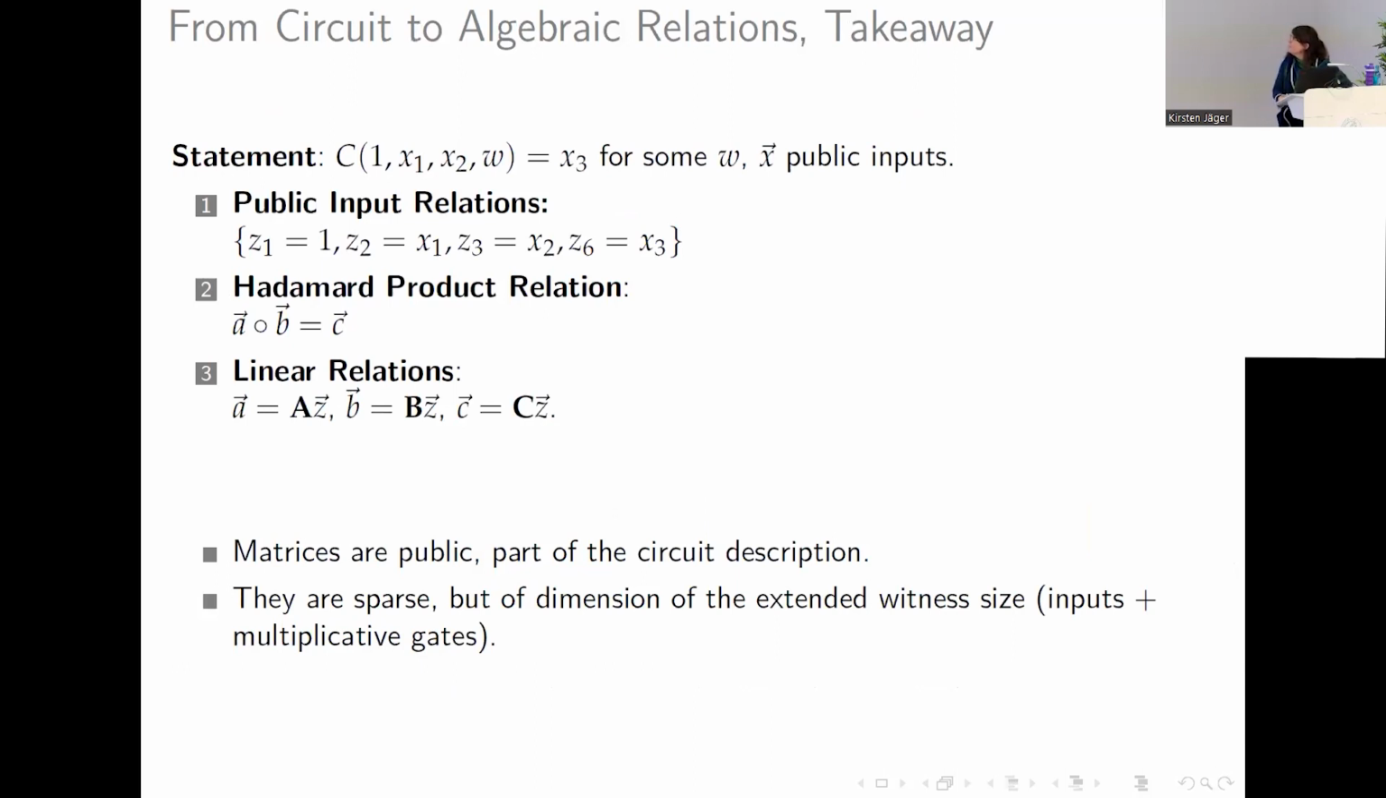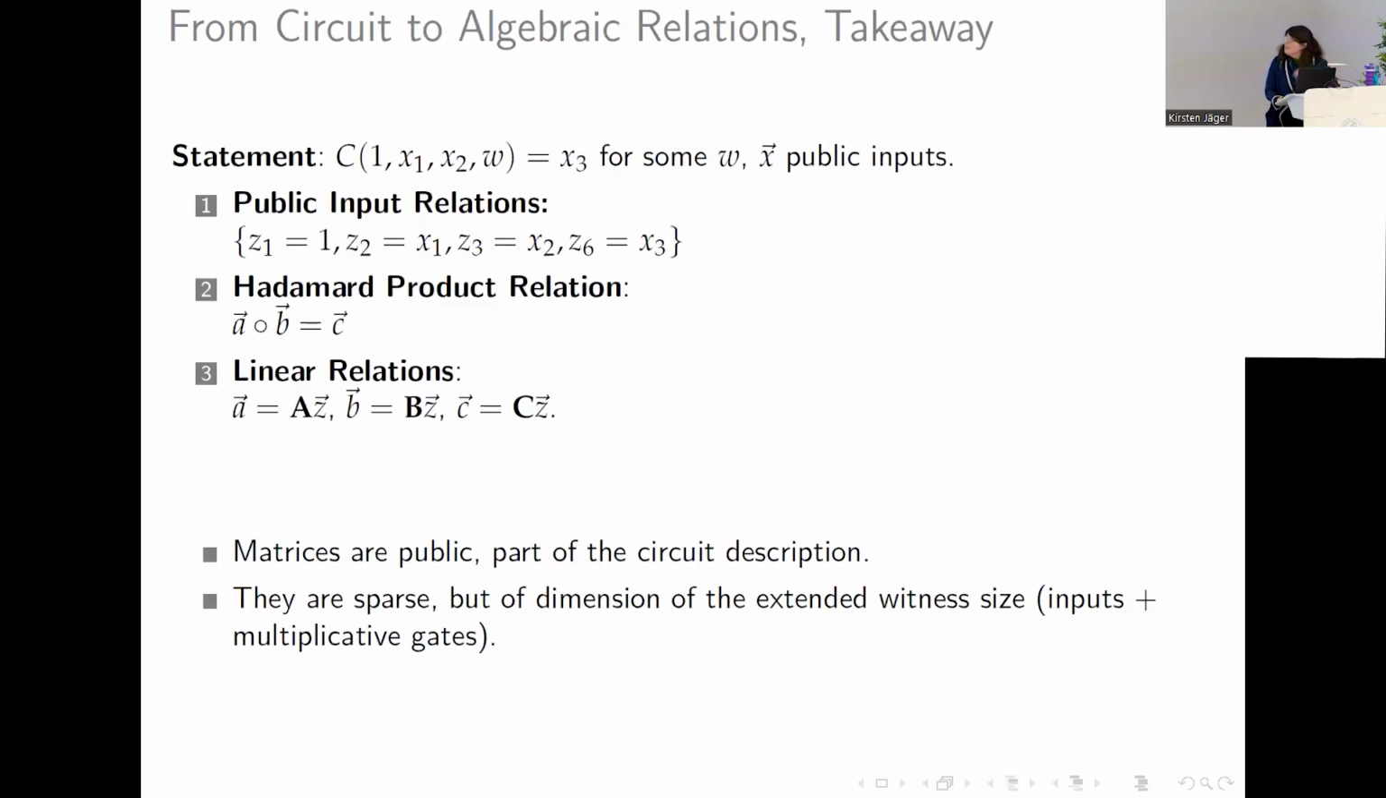Okay, so in summary, when we see the previous slide, we see that for proving this kind of circuit satisfiability relation, we need to prove three different things. We want to prove that some public inputs are correct, that there is a certain Hadamard product relation, and also that there are some linear relations that are satisfied. So if I know how to prove these three things, I know how to create a proof for a general computation. And again, there are some facts about matrices. They are public and they are also sparse. That's an important thing because otherwise that would be too much for the proof.